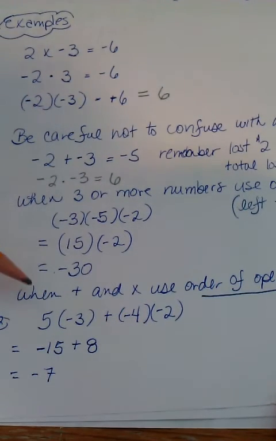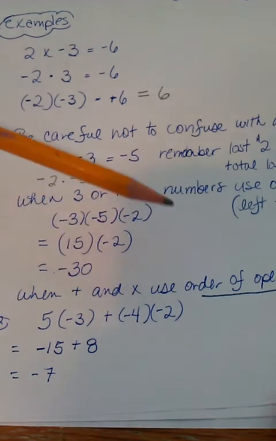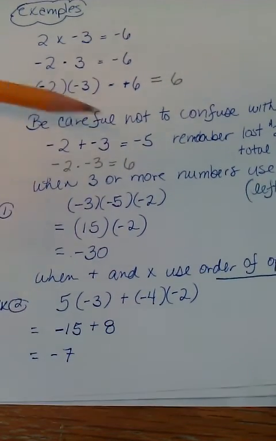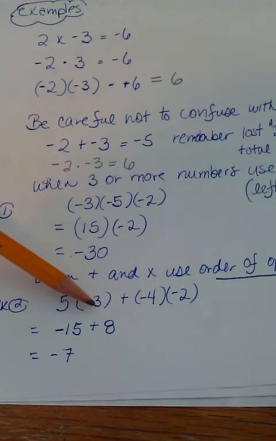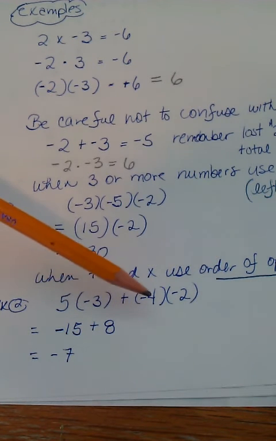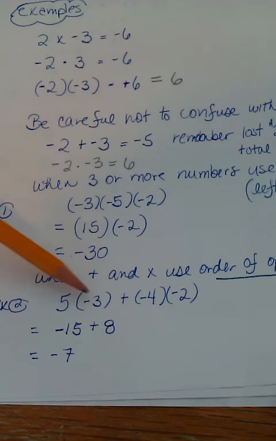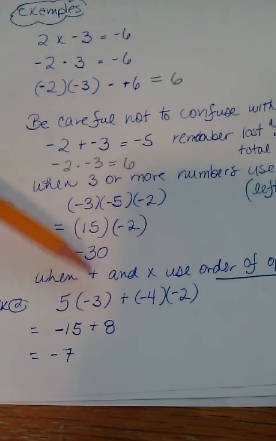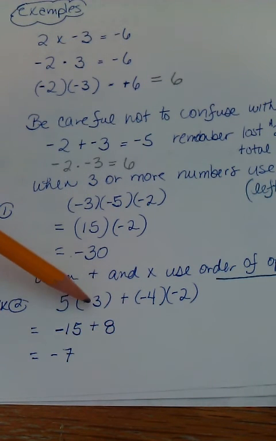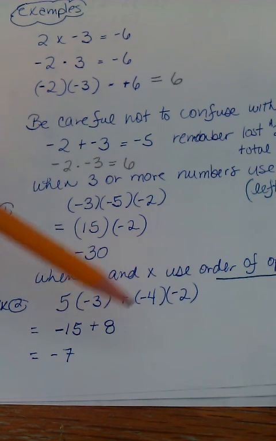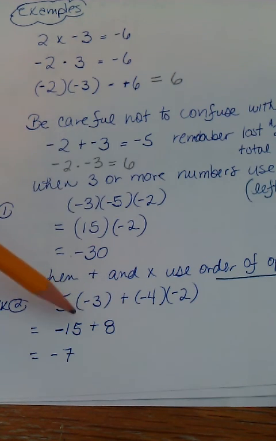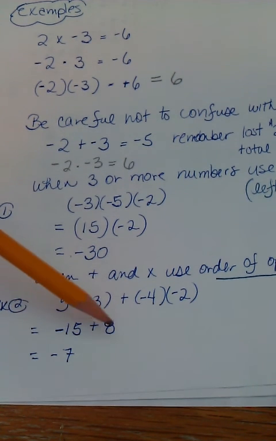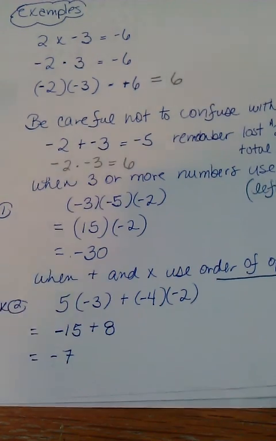Okay, now when to use the plus and when to use the times, use your order of operations. Don't forget, so be careful with that. This is saying 5 times a negative 3 plus negative 4 times a negative 2. This does not say 5 minus 3, so be careful with that. That's a common mistake students make. So 5 times a negative 3 becomes a negative 15, and a negative 4 times a negative 2 becomes a positive 8. Now I'm in the hole $15, I add $8, I'm still in the hole $7.